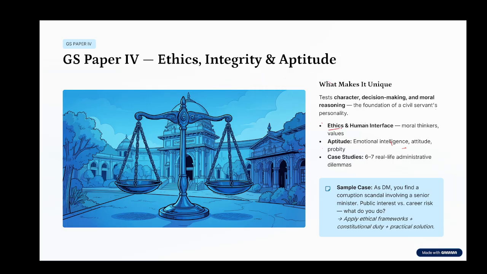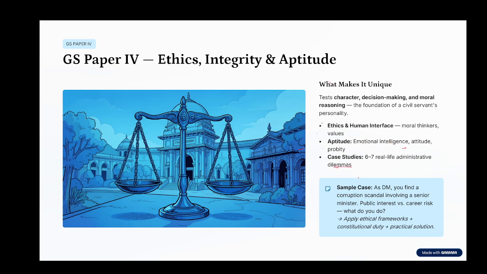So next, ethics and human interface. Here they will test your moral thinkers and values, aptitude, emotional intelligence and attitude, probity, and case studies, 6 to 7 real life administrative dilemmas.